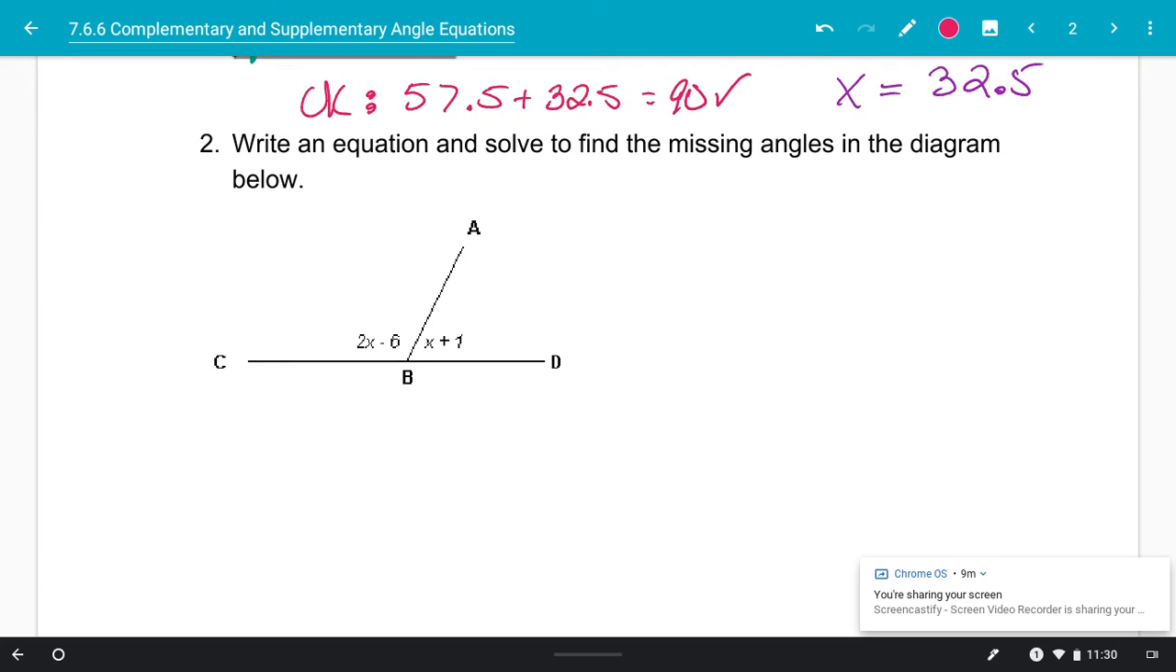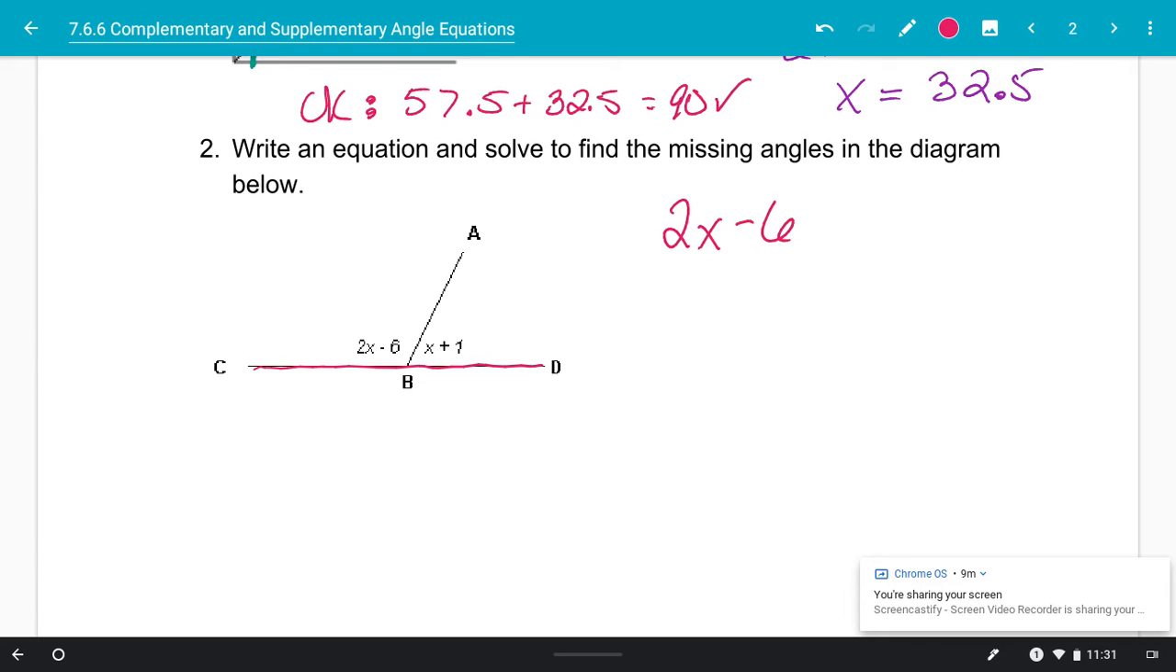All right, now we're going to do it again. So we want to write an equation and solve to find the missing angles in the diagram below. So here I'm seeing that I have this straight line. So I know that these two angles are supplementary, and as such, they will add up to 180. Awesome. So we're going to do 2x minus 6 plus x plus 1, and we're going to set that equal to 180.